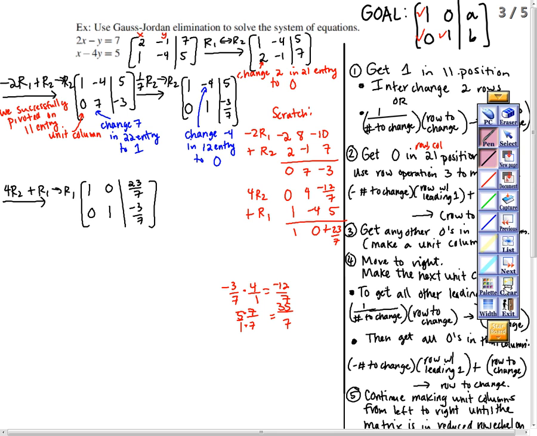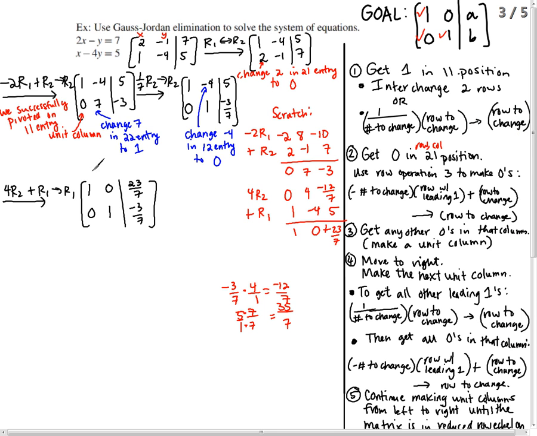Okay? Now, if you notice, looking here and looking here, I have 2 unit columns. We have successfully pivoted, this time on the 2, 2 entry. And that's how we made our unit column. Okay, if you notice, this is in row reduced form. It looks just like my goal. Stair step of 1s, and then I have unit columns, okay?